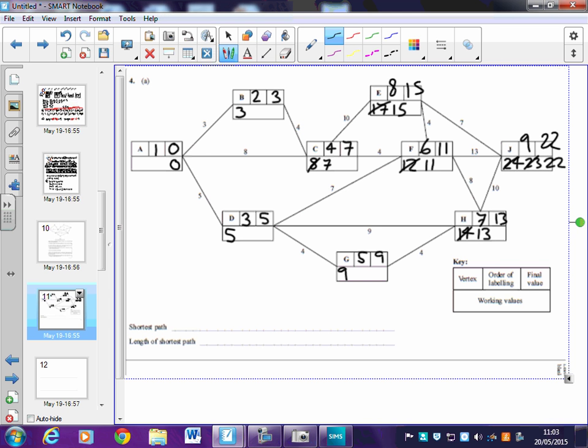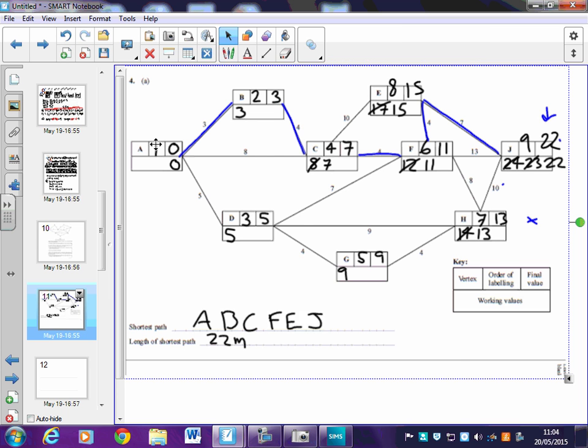We then need to work backwards to get the shortest path, so I'm just going to do that in the blue bit here. Looking at this 22, if I take off the numbers to see which one matches up, for example 22 take away 10 doesn't equal 13, so this one's definitely not on this. The one that does work, 22 take away 7 gives me 15, so that's on the path. 15 take away 4 gives me 11, so that's on it. 11 take away 4 is 7. 7 take away 4 is 3, and 3 take away 3 is 0, so that is my path there. So the shortest path is A to B to C to F to E to J, and the length of that path is 22, and it was meters, so 22 meters.